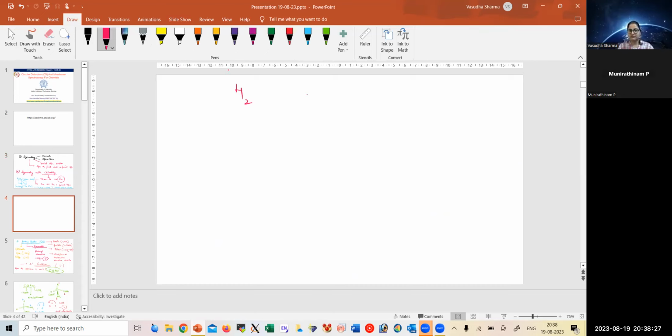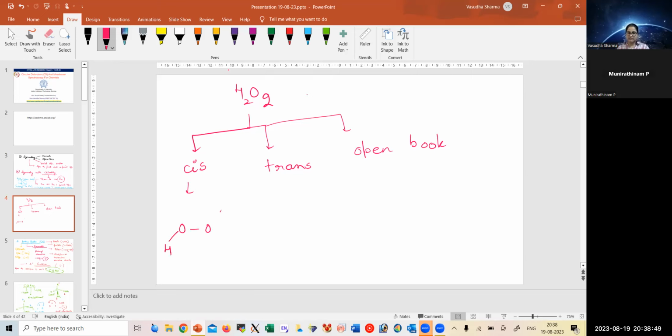H2O2 exists in 3 forms. One is cis form, second is trans, and third one is open book form. And all the 3 forms, for the same molecule, have different point groups and different properties. So the cis form, both the hydrogens are facing each other. And we have already discussed the point group for this cis one, because the C2 will be from here, say, for example, C2Z. So it belongs to the C2v point group.